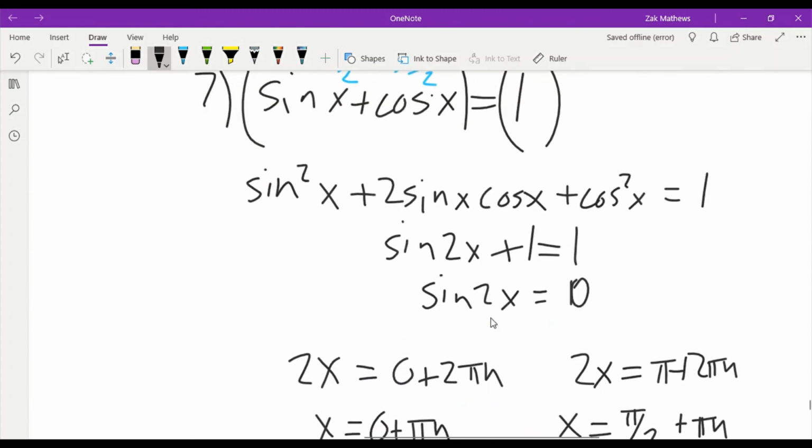So this was an example where we used a couple of different identities. Well, we used an identity, the Pythagorean identity, and the double angle formula. We have to remember all those formulas and all the identities. They're all going to help us when we're solving these trigonometric equations.